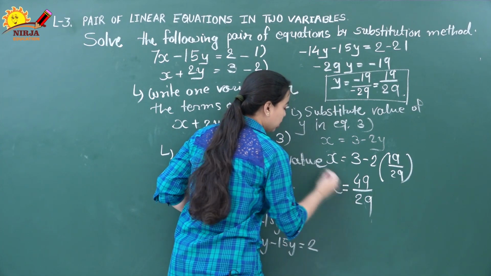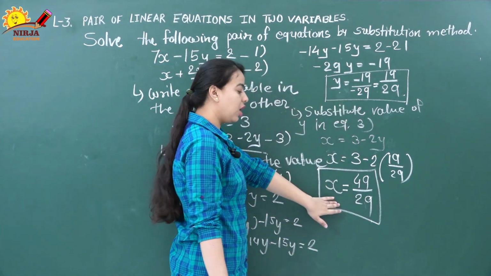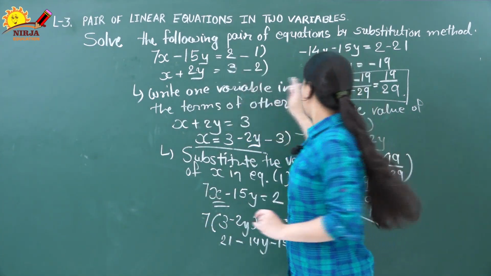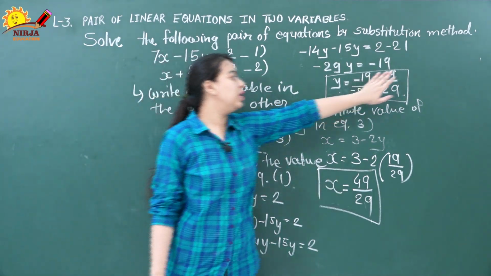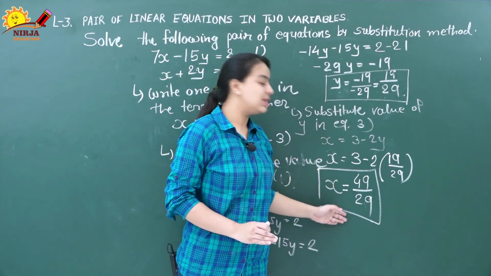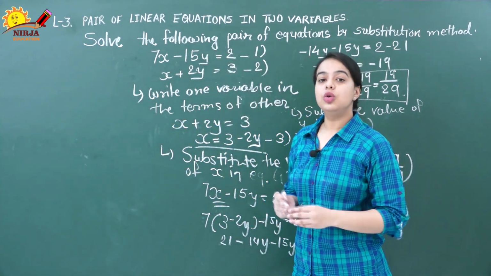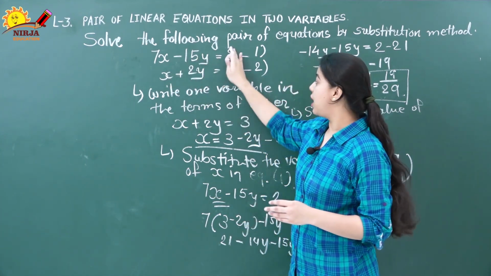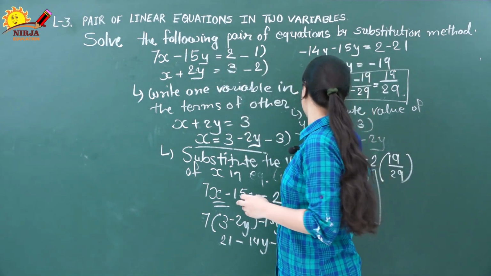So here we got the value of x also. This is the value of y, this is the value of x. So we found the solution of the pair of linear equations: x is equal to 49 upon 29, y is equal to 19 upon 29. If you want to verify whether the solution is right or not, whether we have calculated our sum in the right way or not, you need to put the values of x and y in this pair of linear equations, and both equations will be satisfied for the values of x and y.